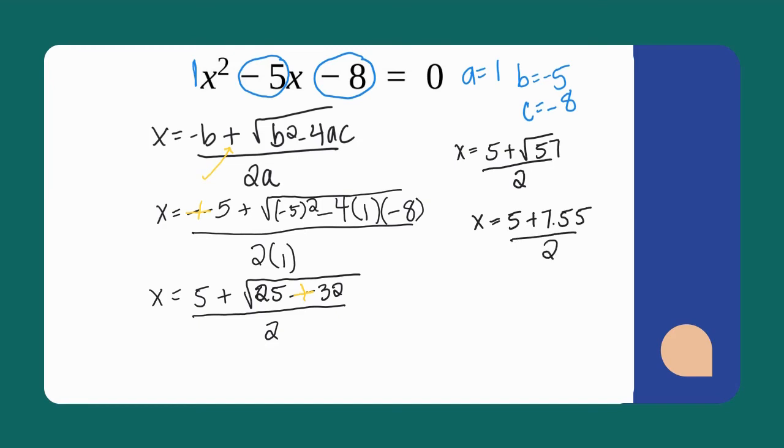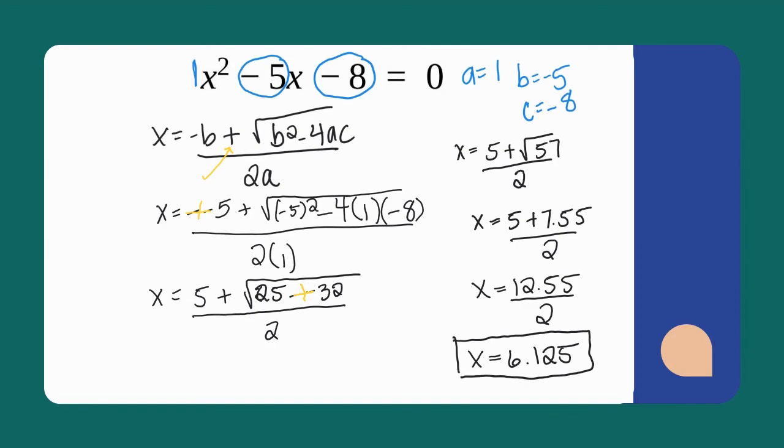all over 2. So my second to last step is to add 5 plus 7.55, my numerator, and I get 12.55 all over 2. And so finally, I will divide by 2, and when I divide by 2, I get x equals 6.125. So this is the first of my 2 solutions.